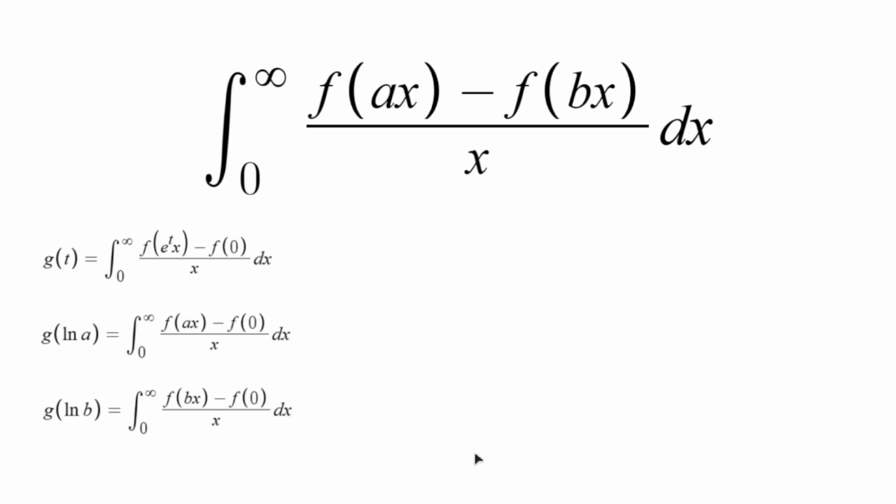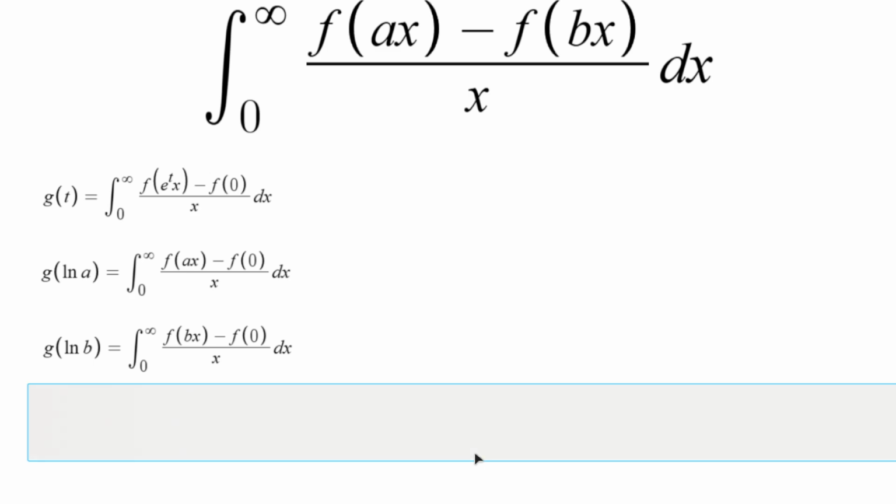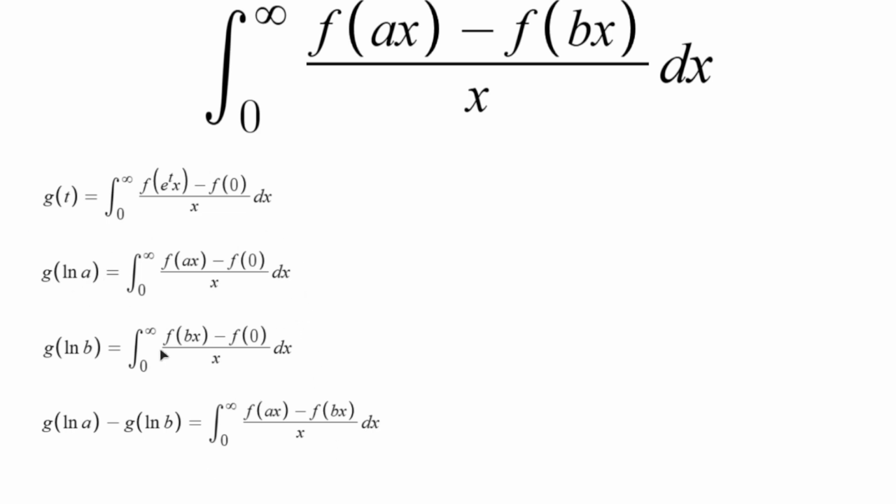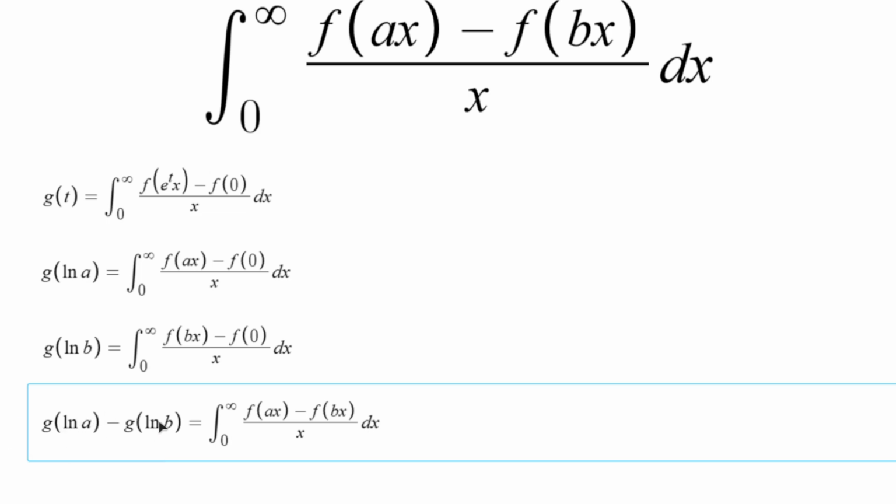All right, so why did we do that? Well, because now if we subtract g of natural log b from g of natural log a, we end up with this integral. Because if we subtracted these two integrals, these f of 0 terms would cancel out. So we'd be left with nothing but this. And you'll notice that's exactly the integral that we are trying to find. So if we can find a generalized expression for g of t, and evaluate it at natural log a and natural log b, we have our answer.